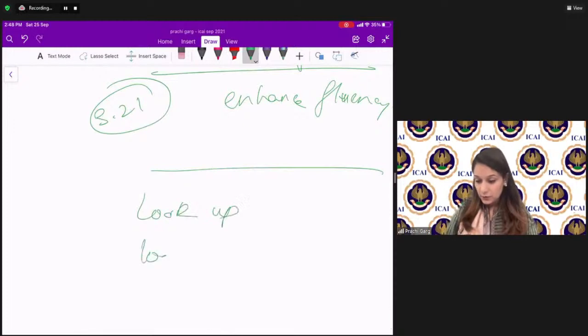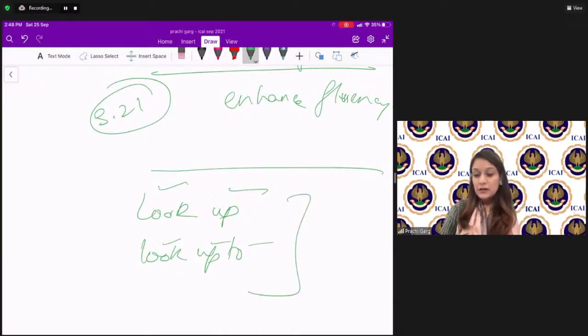Look up and look up to. Now, if you see, I have a verb, a preposition, and another preposition, right? These two have totally different meanings, absolutely different meanings. Look up is when I'm asking you to research or look up more information. Look up to is when I respect someone.